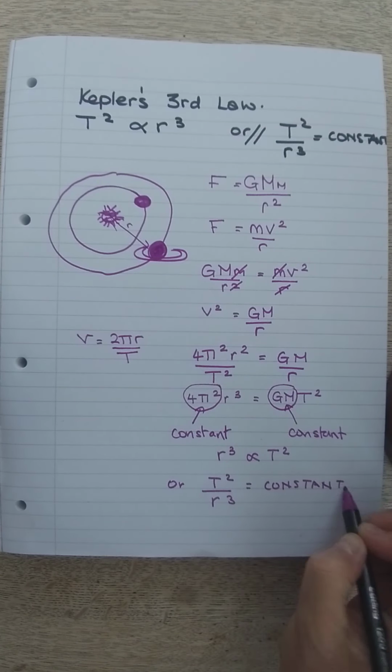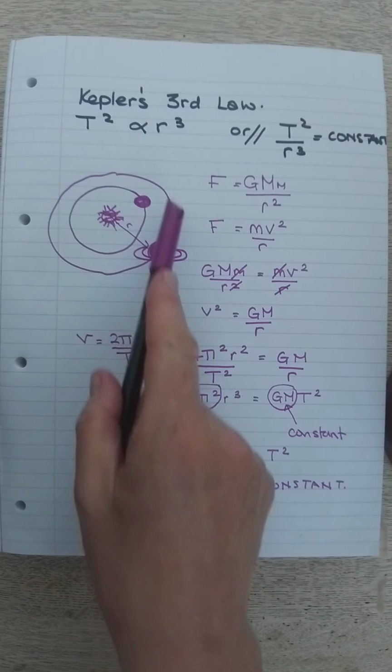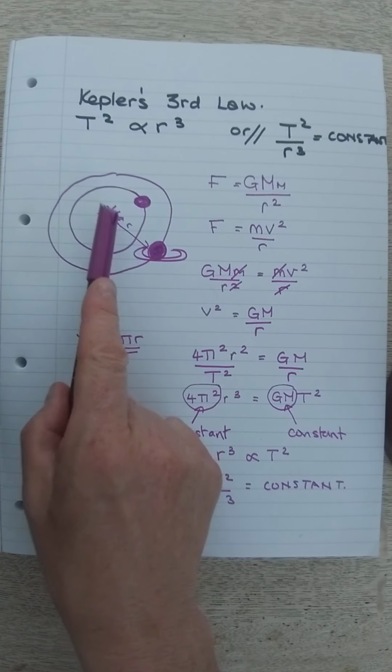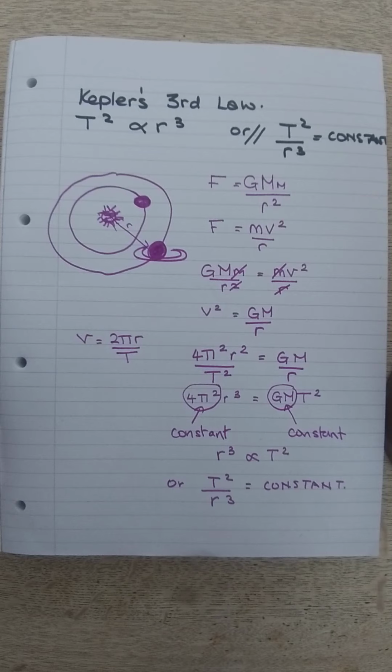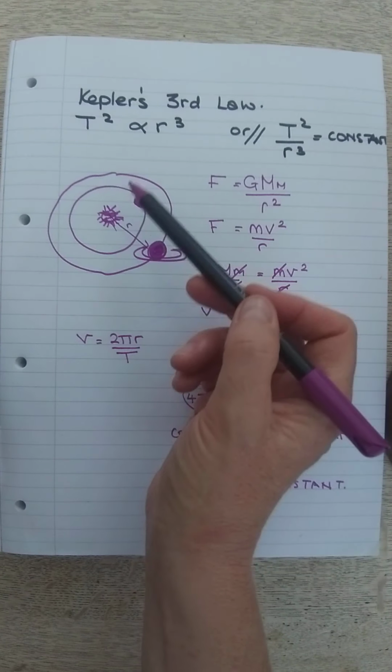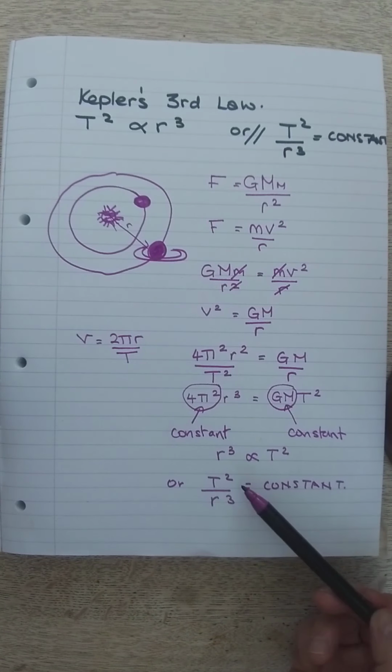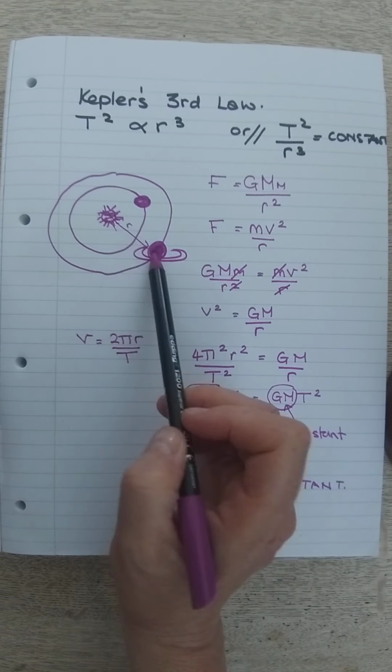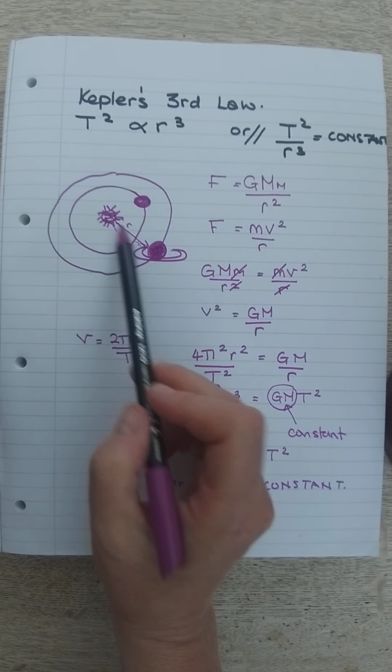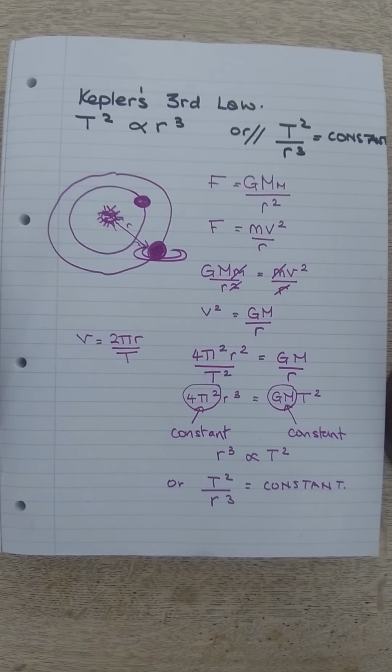So that means whatever object you've got in orbit around one particular body, then if we take the time period, or in this case the year, and square it and divide it by the separation distance from the centre of the system, and we cube it, we're always going to get the same answer.